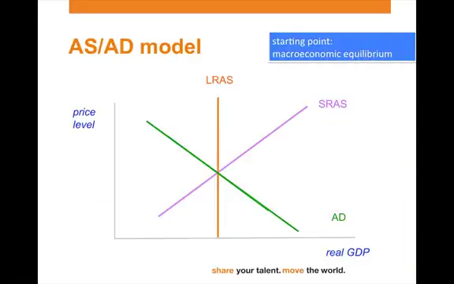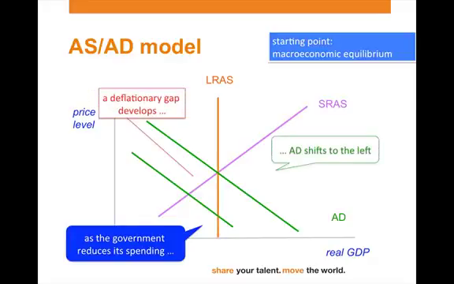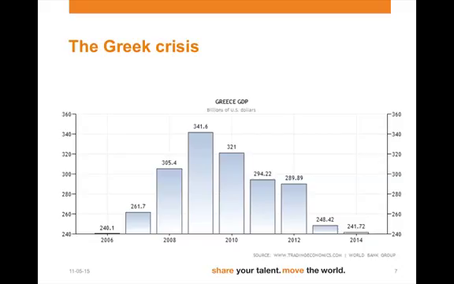The starting point is macroeconomic equilibrium, and with a reduction in government spending, a shift of aggregate demand to the left. A deflationary gap develops as the aggregate demand curve has shifted. Consequently, real GDP has fallen. If we then look at Greece's GDP, we can see that this has happened.